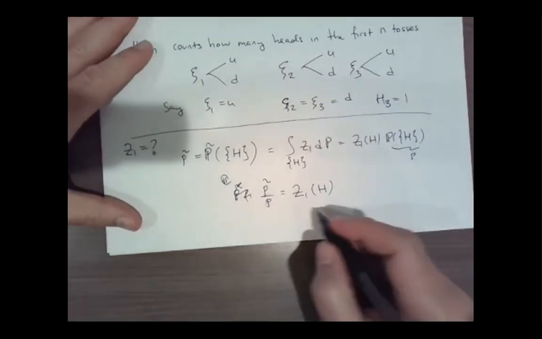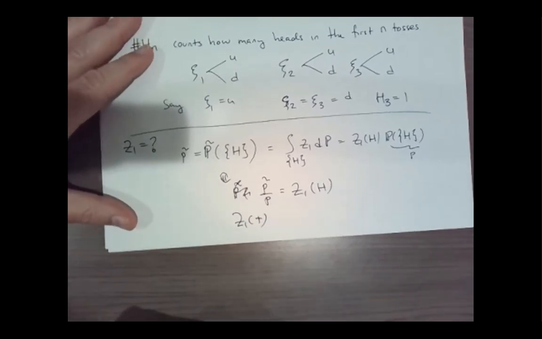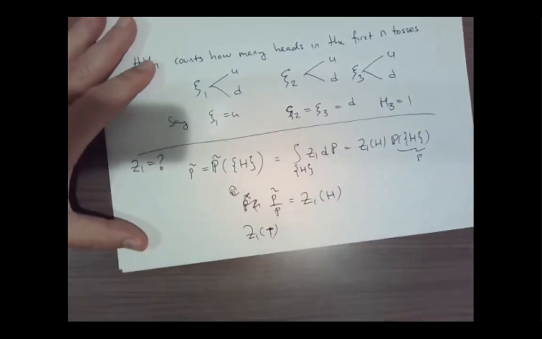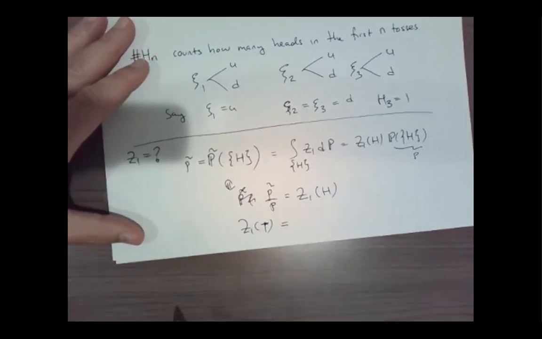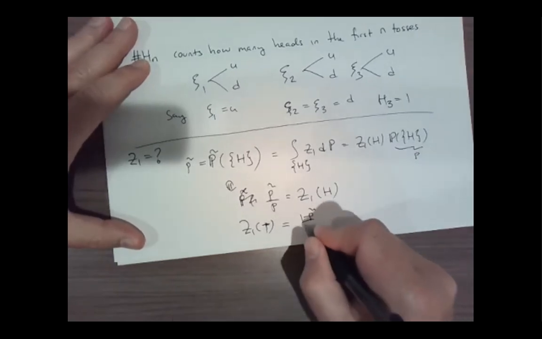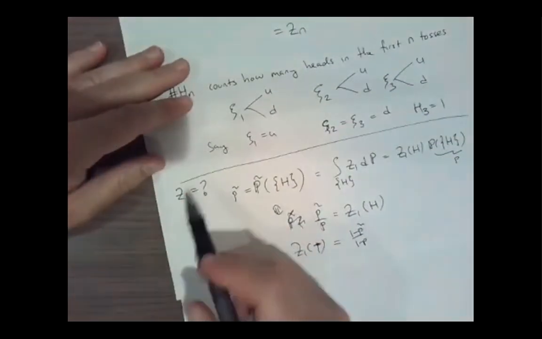Okay, so now we do the same thing. What should be C1 of tails? Any guesses? 1 minus P tilde over 1 minus P. Okay, so now we move on. This was my C1. Now I know what C1 is.